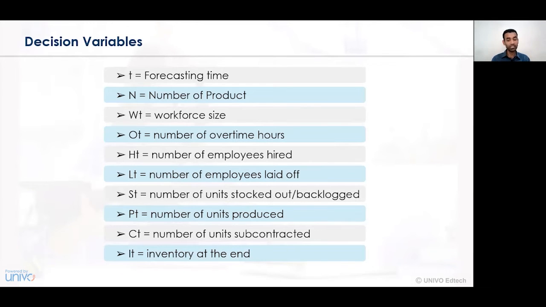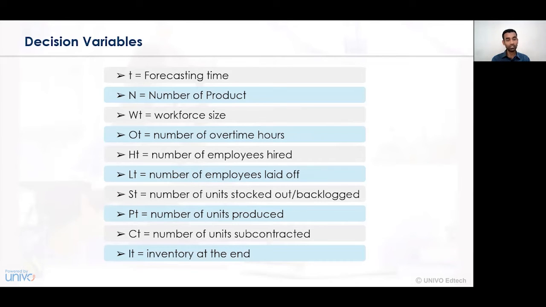Another variable is St, wherein St stands for the number of units stocked out or backlogged. So the stocking time or the availability of raw material with the stores department, manufacturing department and production department needs to be assessed and identified, and based on those concerns, certain decisions as to availability of product in the market need to be undertaken.